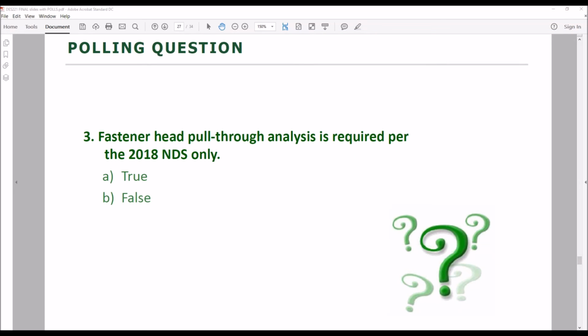It is true. So that's what I was alluding to when I was talking about that head pull-through analysis was added in the 2018 NDS. So those provisions actually aren't present in the 2015 NDS. So if you are using the 2018 NDS or a newer version, I'm guessing, when they come out, you'll need to check that fastener head pull-through as part of your analysis for a withdrawal design for a fastener.